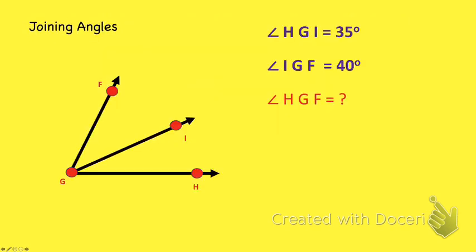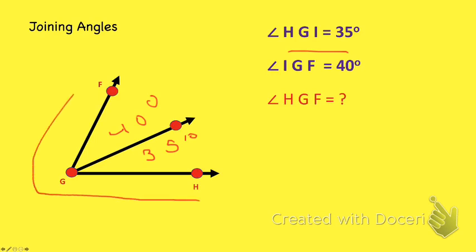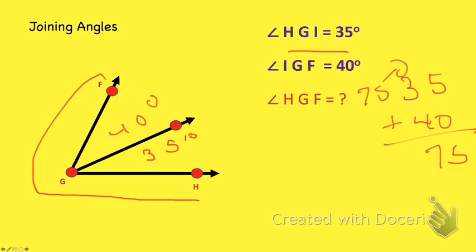Joining angles is really easy. When you hear the word join, you think addition. So all you really have to do is add up the measurement of the angles. For example, we know measurement HGI is 35 degrees. Here's HGI, and it's 35 degrees. Now, we also know IGF is 40 degrees. That's this angle right here. So if I wanted to know the angle of HGF, all I'd have to do is add 35 plus 40, and I'd get 75. So angle HGF is 75 degrees.